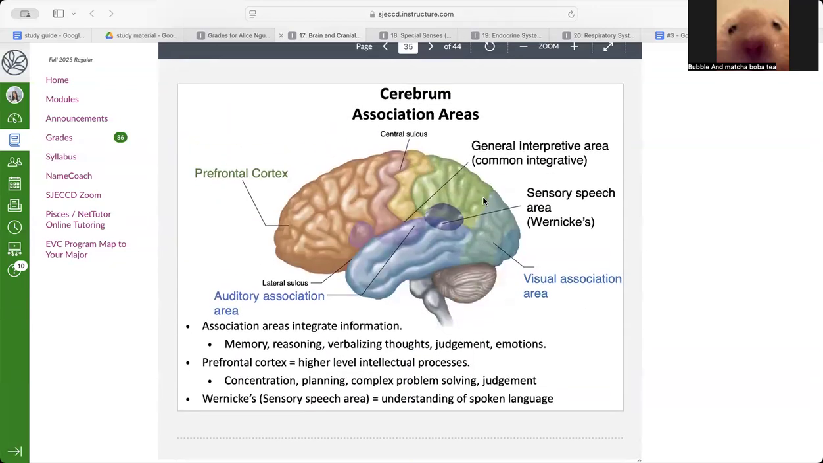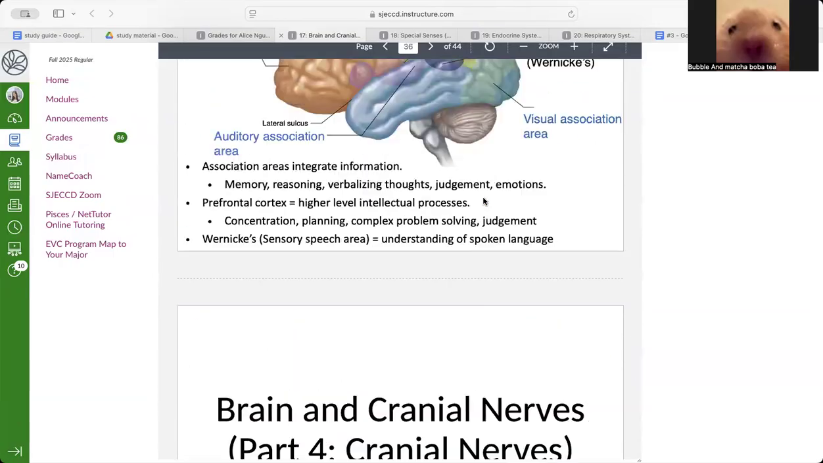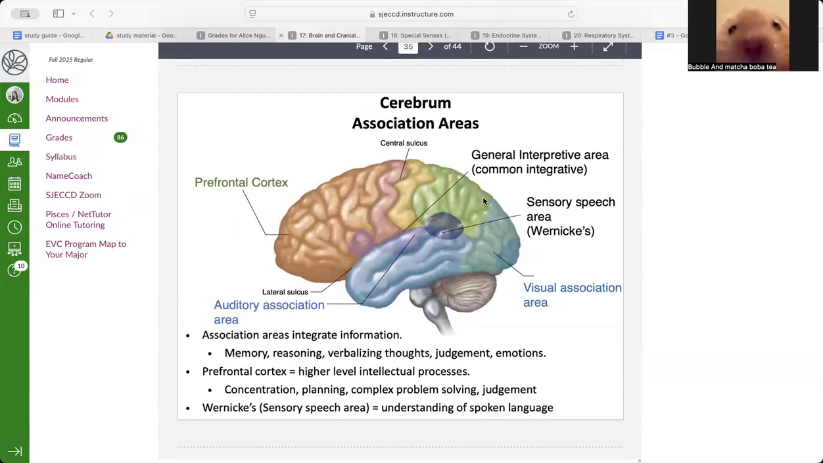And we have association areas which integrate all your information like memory, reasoning, and verbalization. Then it has different parts like hemispheric dominance, where one hemisphere is more dominant than the other side. And you also have the general interpretive area where your occipital, parietal, and temporal lobes integrate all together. So if you're driving, you use all those senses.